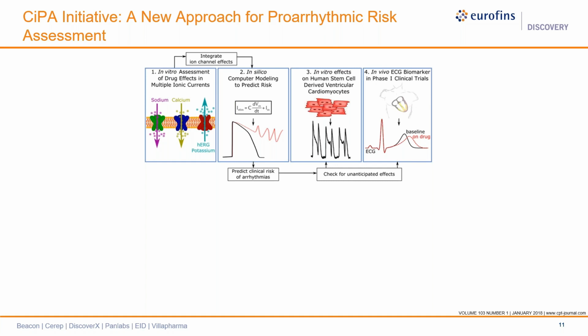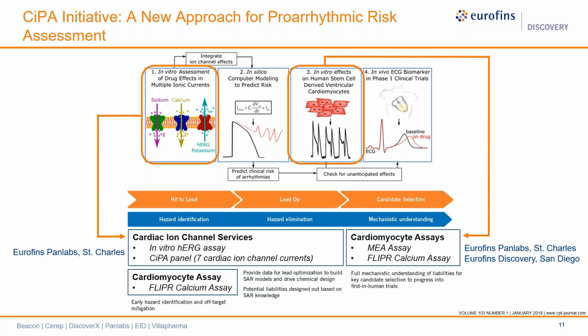Here at Eurofins, we follow the CiPA initiative and we offer assays that support several of these 4 points. First of all, we have our cardiac ion channel services, where we can measure the effect of drugs on all the 7 main cardiac ion channel currents. In addition, we also have the cardiomyocyte assays, where we perform phenotypic assays such as the MEA assay and the Flipper calcium assay to assess the effect of the drugs on the cardiomyocytes.